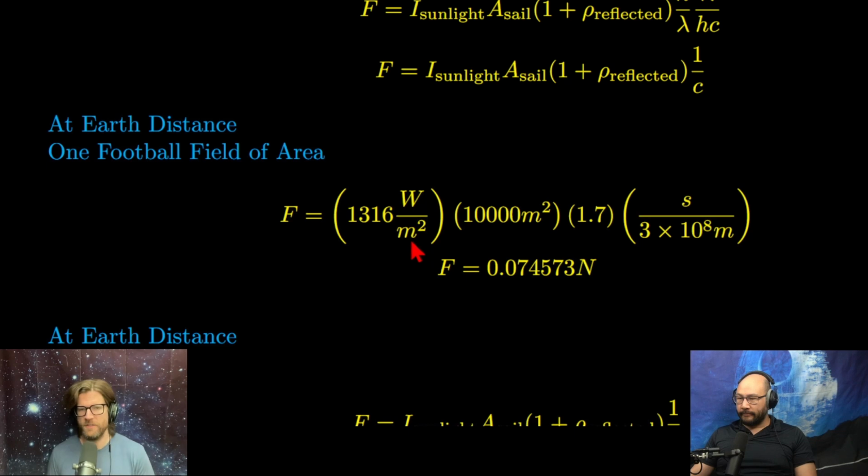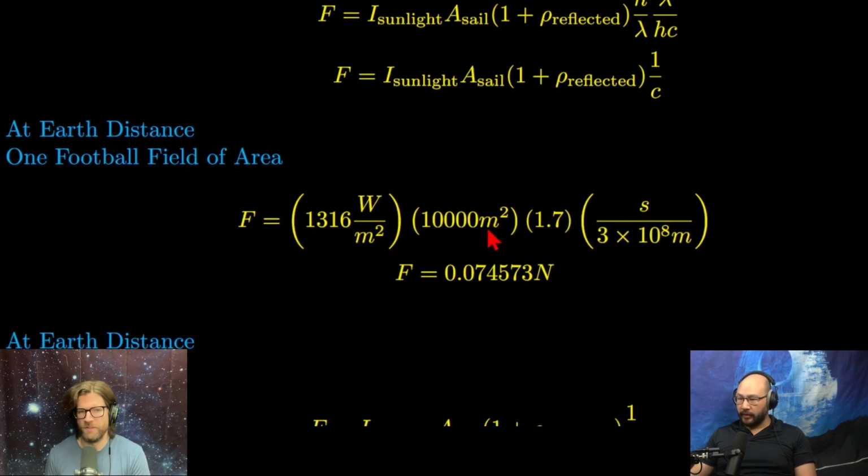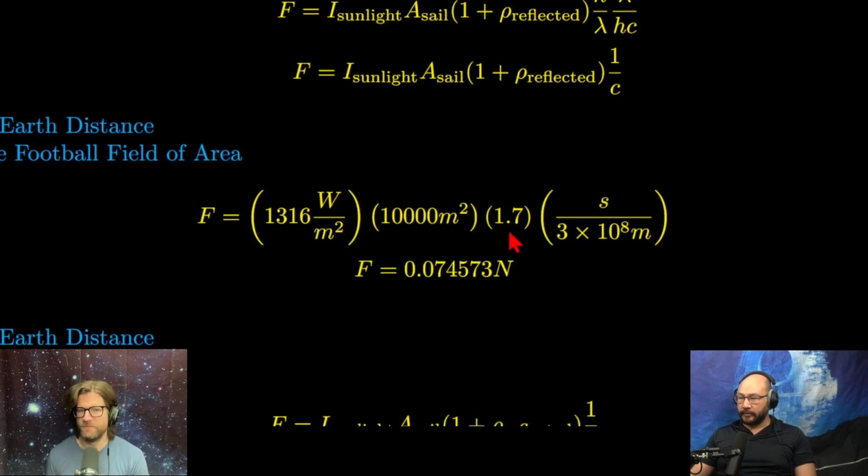So 1316 watts per meter squared, that's the intensity of sunlight, multiplied by the area of the football field, 100 meters by 100 meters. That's a little bit bigger than a football field, but okay. And then 1.7, that's 1 plus 0.7, our material properties. And then divided by c at the end there, 3 times 10 to the 8th meters per second. Plugging that all in, we get 0.07 newtons.